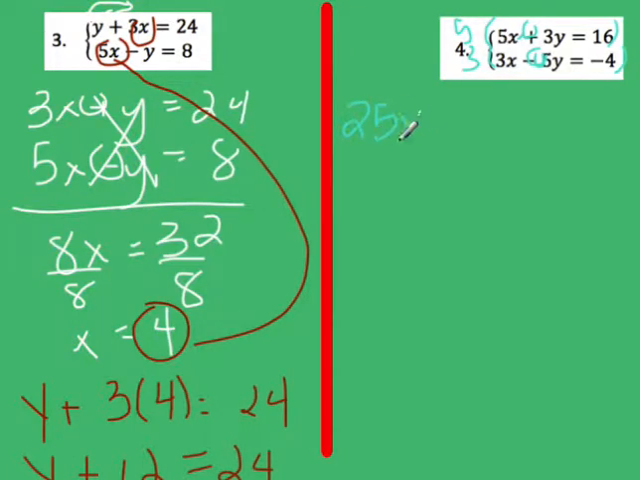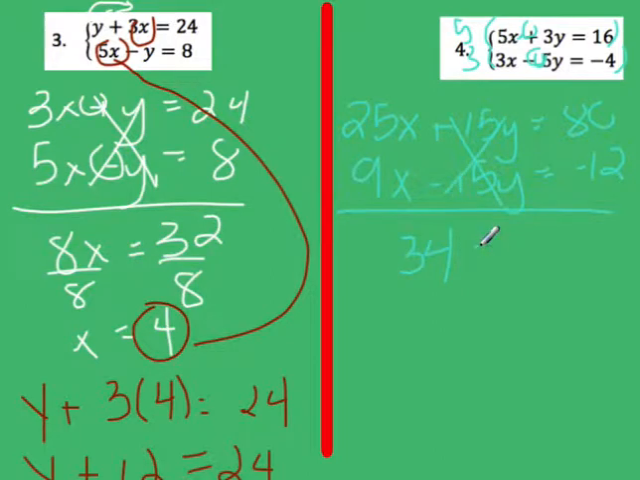So I get 25x plus 15y is equal to 5 times 16, which is 80. And then I have 9x minus 15y, because we're distributing that 3 now, is equal to a negative 12. So then I get 9x plus 25x, that's going to be 34x. These are going to cancel. 80 minus 12 is 68, and there should be an x there. So now we're ready to solve this for x. So I'm going to divide both sides by 34, and I end up getting that x is equal to 2.